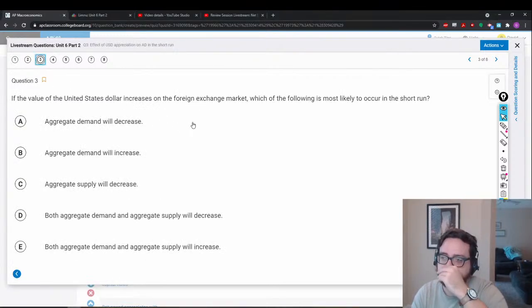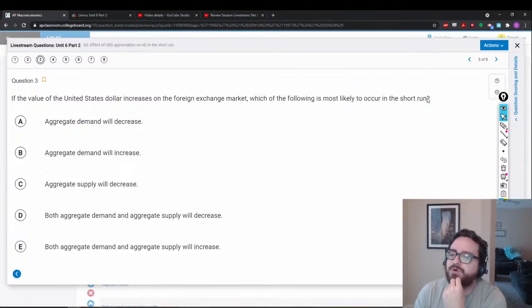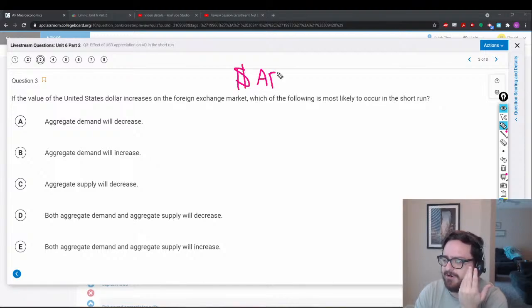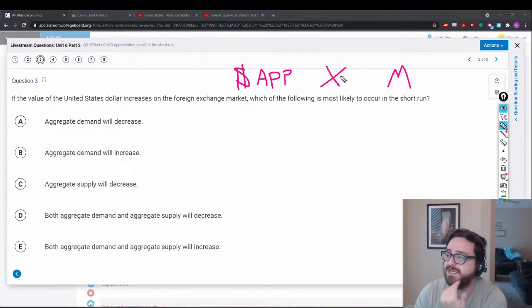3. The value of the dollar increases on the forex market. What'll happen in the short run? First, gotta love they say short run. Thank you, Jesus, they said short run. Next, all of these are asking about aggregate supply and aggregate demand. So I gotta figure, what does the dollar appreciating do to my aggregate demand, aggregate supply curve? Well, we only know really of one thing that gets directly affected by your dollar appreciating, and that's, like we've said, the last two questions, net exports. And again, like the last two, the dollar is appreciated, so less exports, more imports.